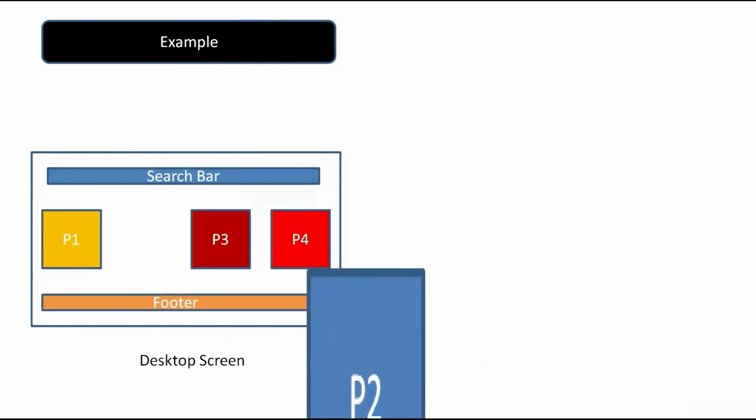So consider you are building an e-commerce web application. An e-commerce web application will have a desktop screen first. First we are going to design that application on the desktop. So the desktop screen looks like this. First we will have the search bar at the top. If you observe any e-commerce web application, Amazon, Flipkart, Snapdeal, anything, first we will have the search bar to search the items. Below that search bar we will have the products.